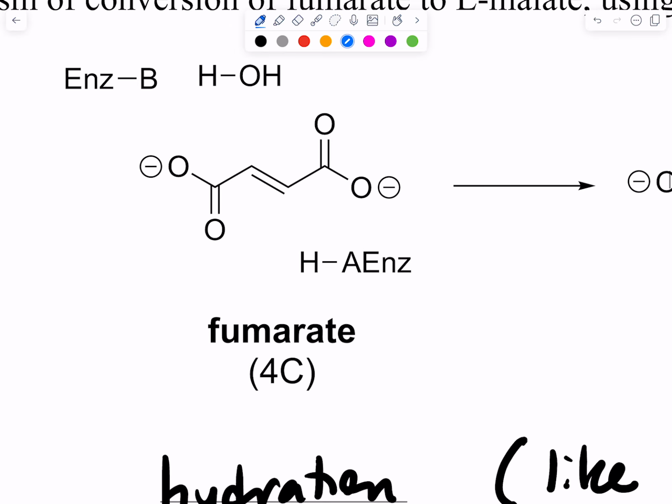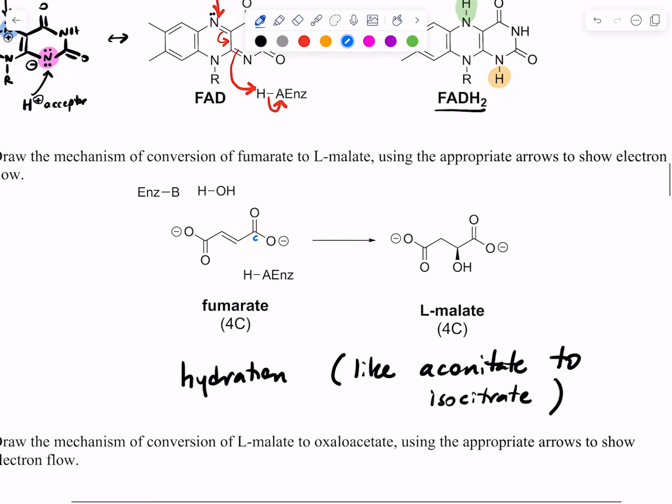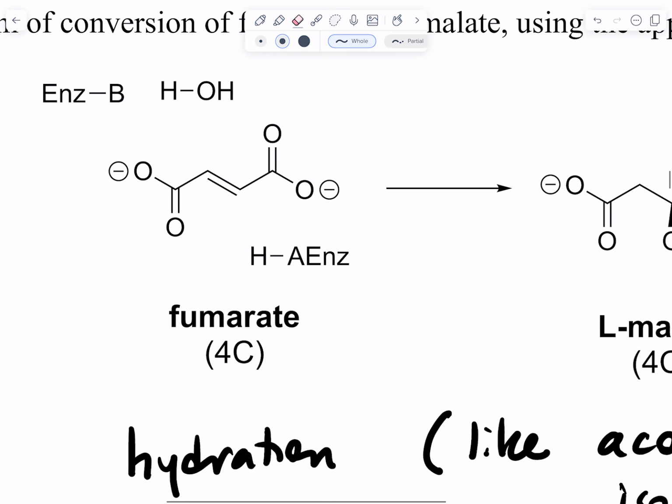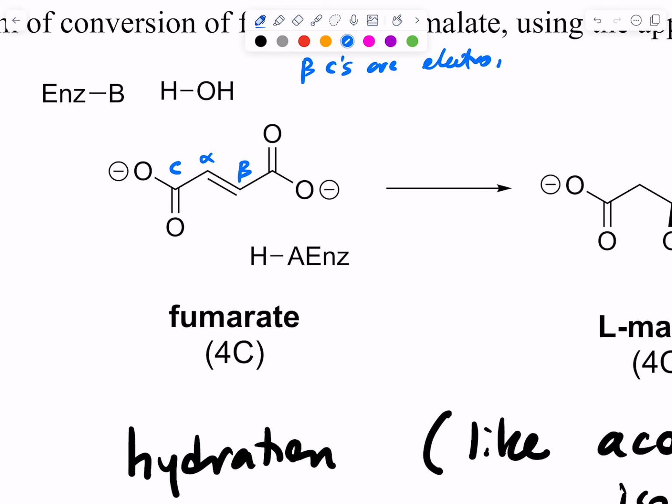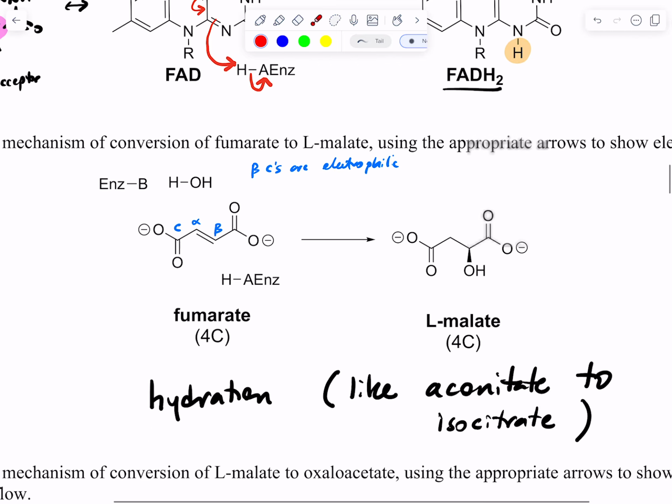I'll also give you a hint. Remember that carbons that are beta to carbonyl carbons are electrophilic. In this case, you don't need to worry about the fact that there are two different beta carbons in this molecule. The two carboxylates are identical. Just pick one and get started there. All right, see what you can do. Take a few minutes to do that.